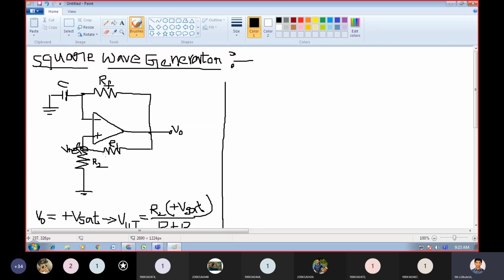Since these are the only two stable states allowed by the Schmitt trigger, here we have two stable states. Why do we call them two stable states? Because these are the upper threshold and lower threshold values allowed by the Schmitt trigger, plus V saturation and minus V saturation values.